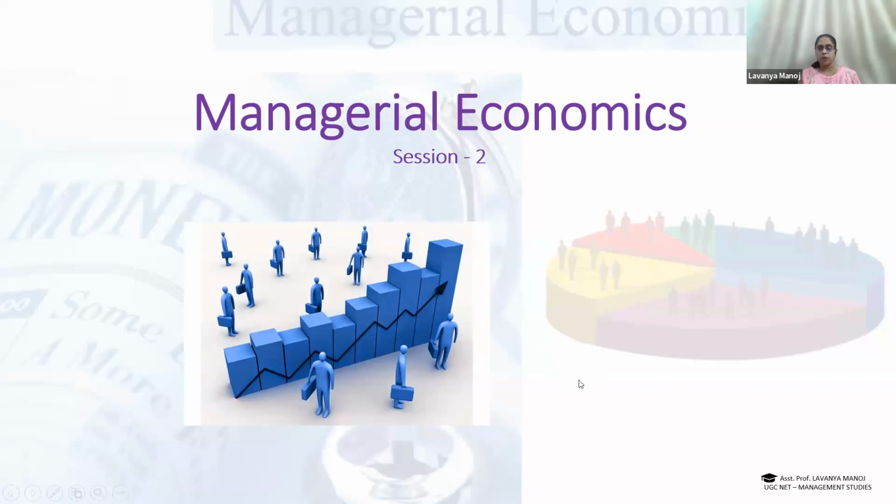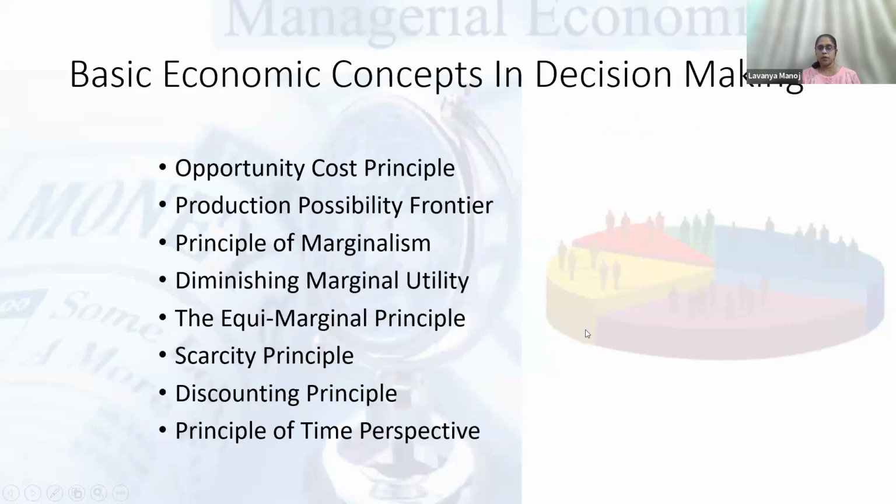Okay, so we are in the second session of managerial economics. Last time, we halted with the basic economic concepts. We just saw an overview of what the basic economic concepts are. So we're going to see a little in detail about all these concepts. The first one is opportunity cost principle and production possibility frontier, principle of marginalism, diminishing marginal utility, the equi-marginal principle, scarcity, discounting principle, and principle of time perspective.